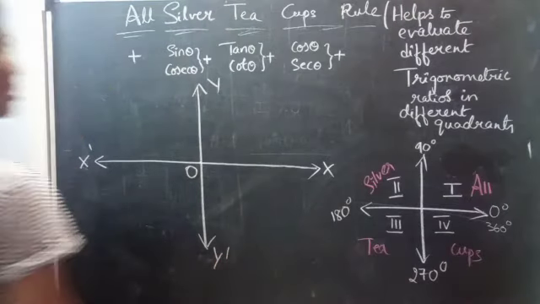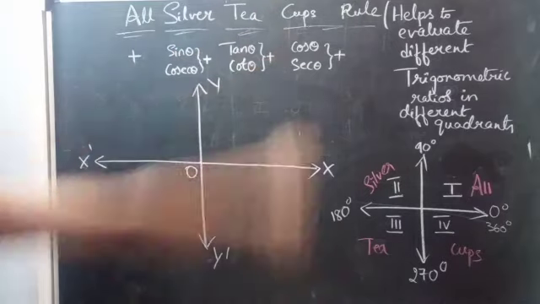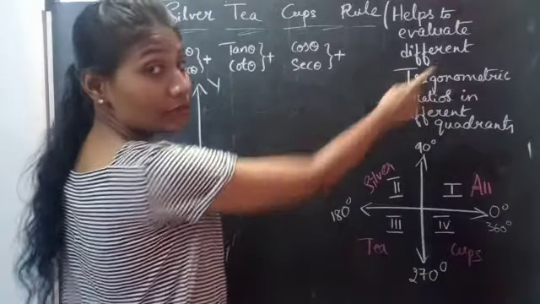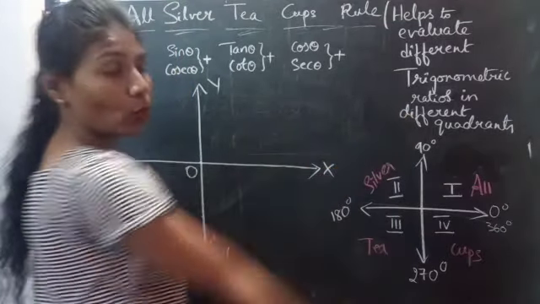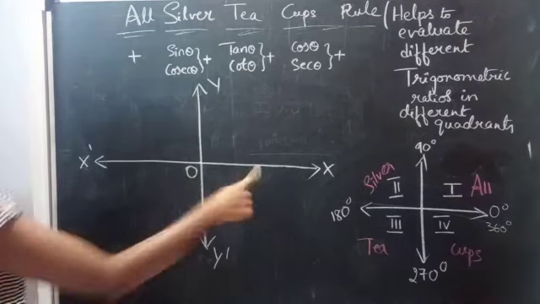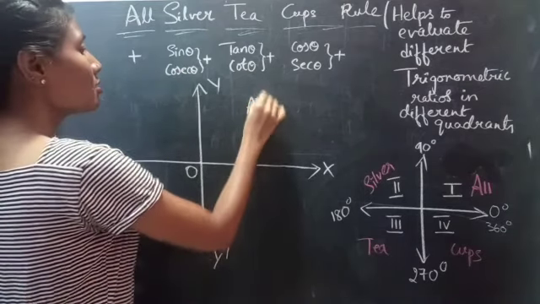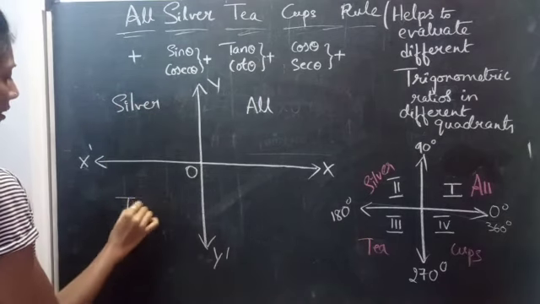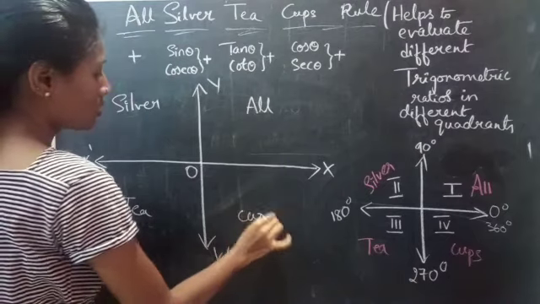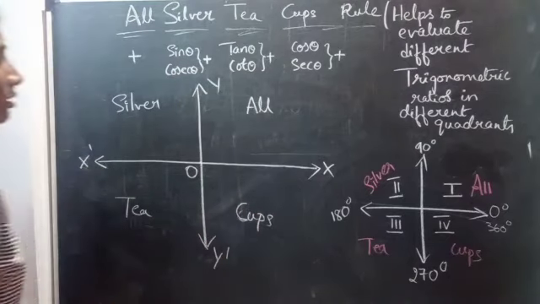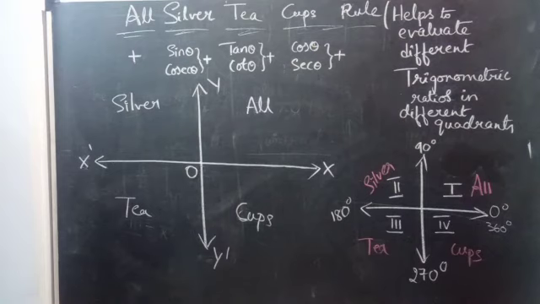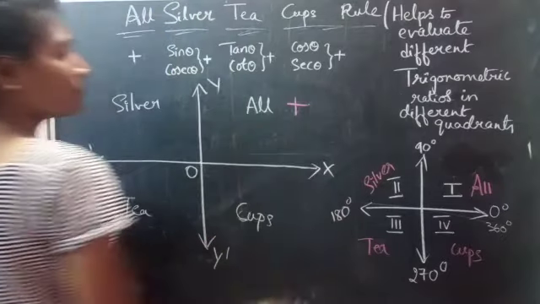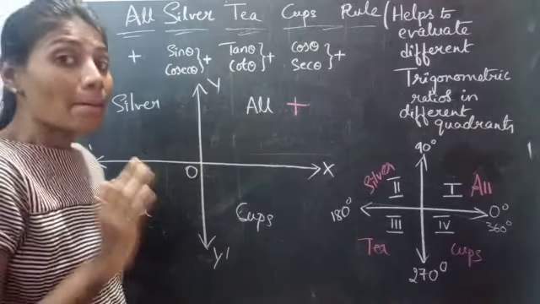Now let's see the All Silver Tea Cups rule. The All Silver Tea Cups rule helps to evaluate different trigonometric ratios in different quadrants. All, Silver, Tea, Cups. In the first quadrant, all trigonometric ratios are positive.